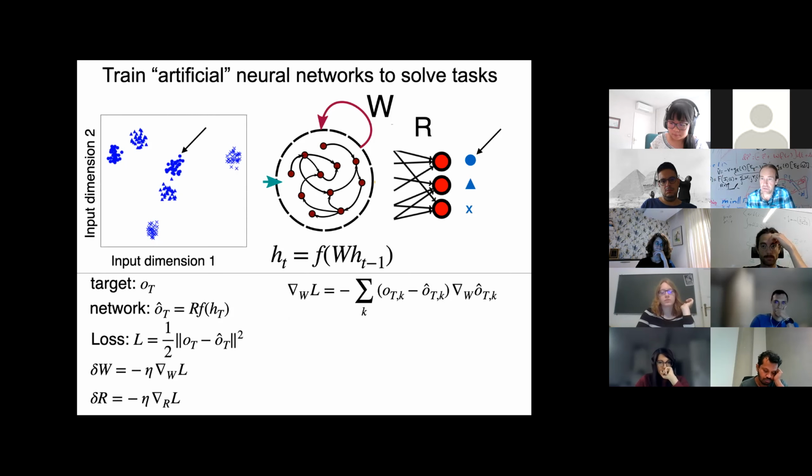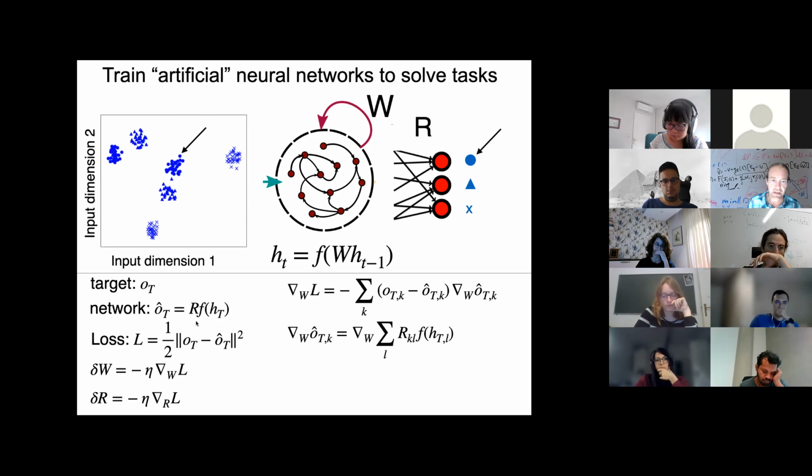And then by chain rule, you still have to take the derivative of the thing inside the expression that depends on W, which is the second term. Okay, I think you see what I'm doing. So now what is the derivative of the second term? Let's remind ourselves that O_T hat is R times F of H_T. So where does W come in? Well, let's just write that down.